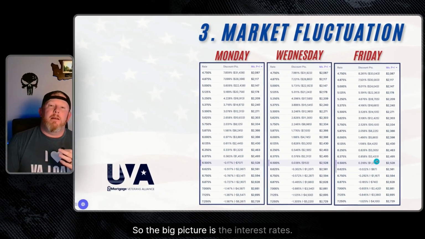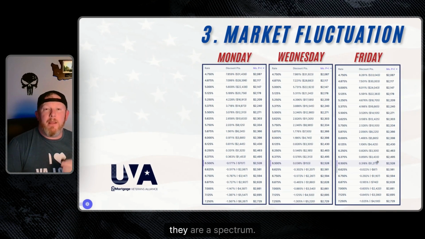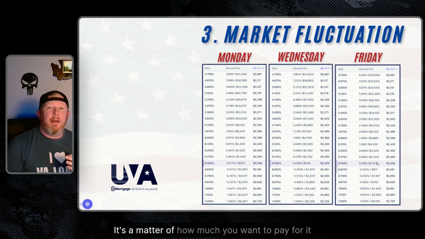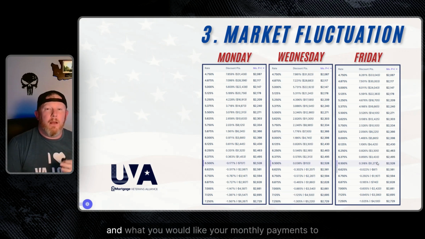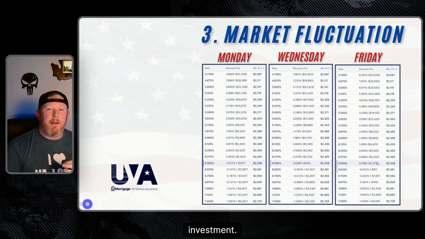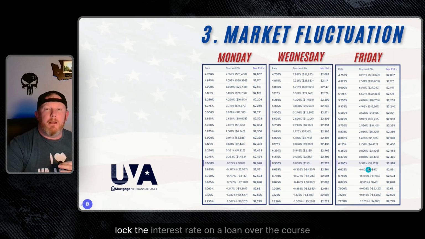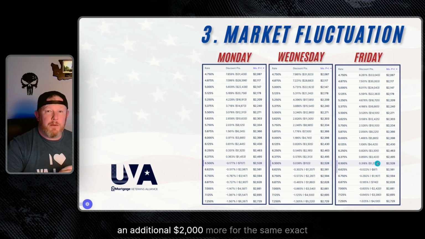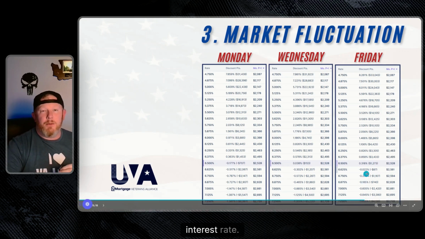So the big picture is the interest rates, as I tell everybody, are a spectrum. It's a matter of how much you want to pay for it and what you would like your monthly payments to be. There's always that balance on your return of investment. But not being able to lock the interest rate on a loan over the course of 5 days means that you would be paying almost an additional $2,000 more for the same exact interest rate.